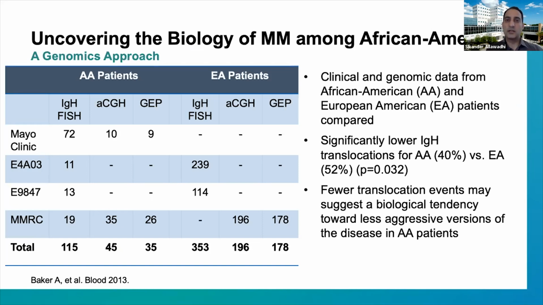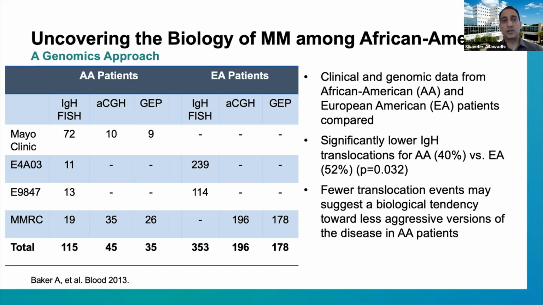So that kind of a balanced or unbalanced translocation. But it was shown that African Americans have a lower incidence, a lower frequency, of these translocations, suggesting that African Americans may have a less aggressive version of myeloma. So genetically speaking, the myeloma of African Americans may actually be less aggressive.